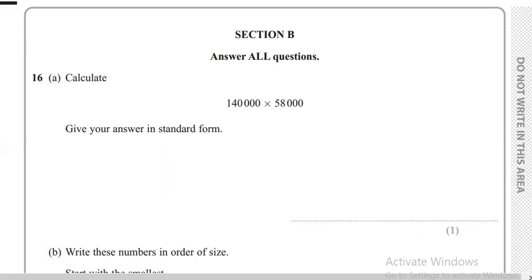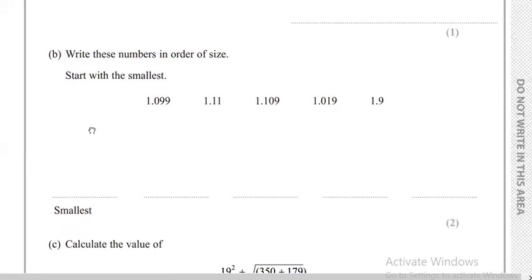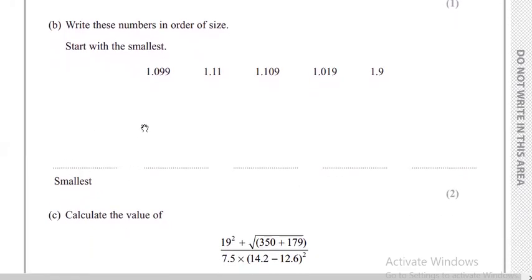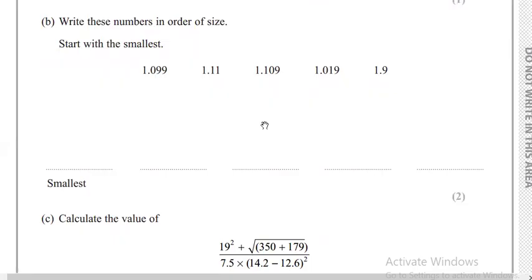Question B. Here. Write these numbers in order of size starting from the smallest. Okay. So here we have the numbers. We need to write them according to the size starting from the smallest. Now let me give you the right method of doing this instead of guessing which one is the smallest and which one is bigger or the biggest.